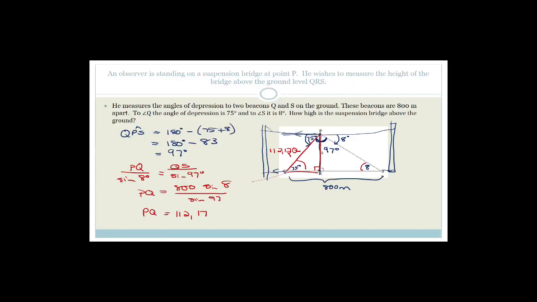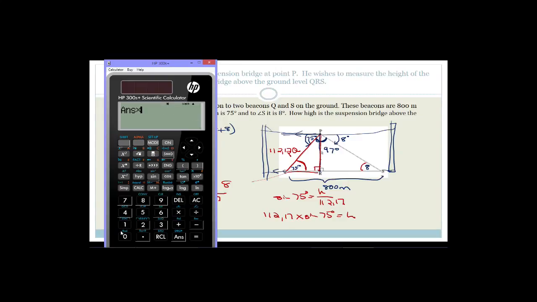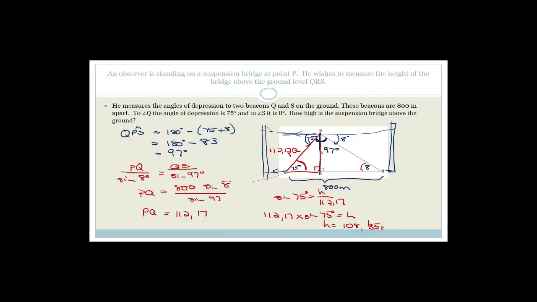Do you agree we can use SOH CAH TOA or the sine rule, but I'm going to use SOH CAH TOA, to get the length of PR? Because we want the opposite side, we've got this angle of 75 degrees, we've got the hypotenuse. So we've got sine of 75 degrees equals the opposite, which is H, over the hypotenuse, which is 112.17. So therefore 112.17 multiplied by sine 75 degrees is equal to H. So let's get out our calculators. I'm just going to multiply this by sine of 75, close bracket, equals, and it becomes 108.35. So H equals 108.35 meters. So what was the question? How high is the suspension bridge above the ground? The suspension bridge is 108.35 meters above the ground.